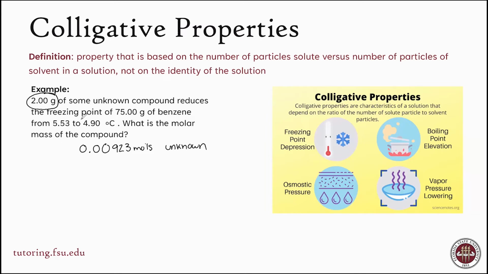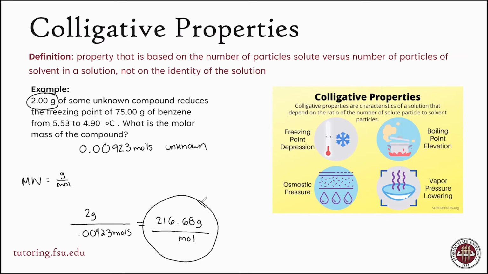Now we can say, we know that our goal is molecular weight, which is grams per mole. So we can say for 2 grams, I created 0.00923 moles. If I carry out this calculation, I get 2 divided by 0.00923, and I end up with 216.68 grams per mole. That's units of molecular weight. So this would be our answer.